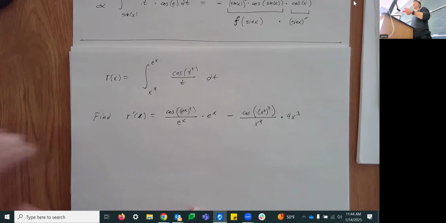So it's coming from the second part of the fundamental theorem of calculus, where when we evaluate a definite integral, we get the antiderivative with the top limit plugged in minus, that's where it's coming from, the antiderivative of the bottom limit plugged in.